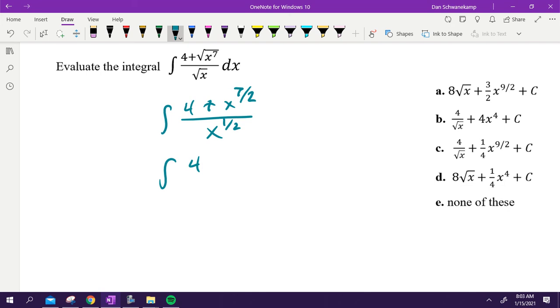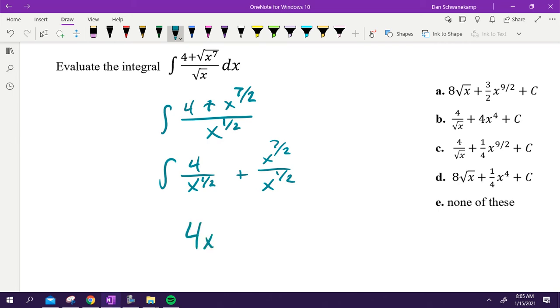Split the fraction: 4 over x to the 1/2 plus x to the 7/2 over x to the 1/2. I still don't like it. Simplify it, then take the antiderivative. Keep going. Let's do it. We rewrote it. We're going to simplify.